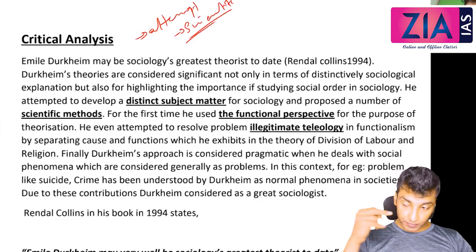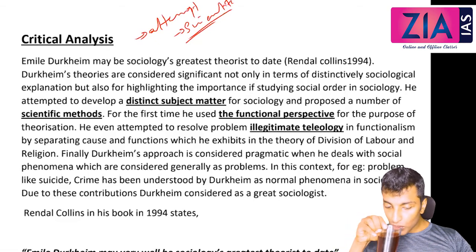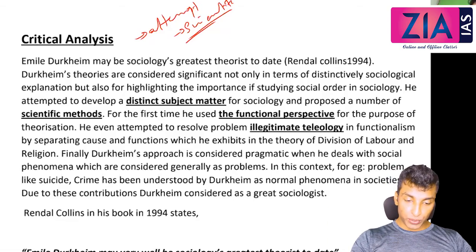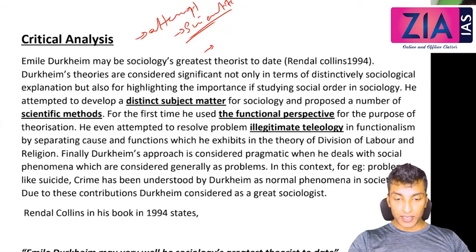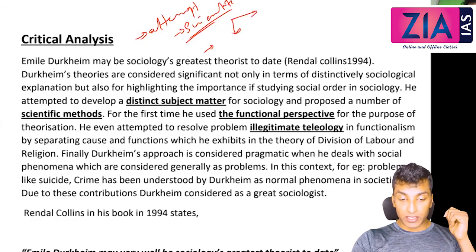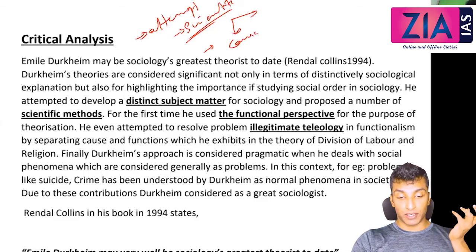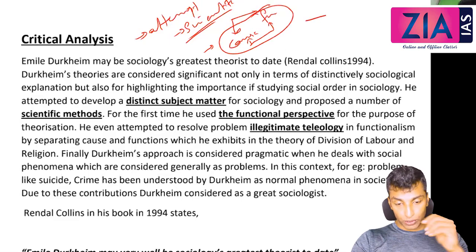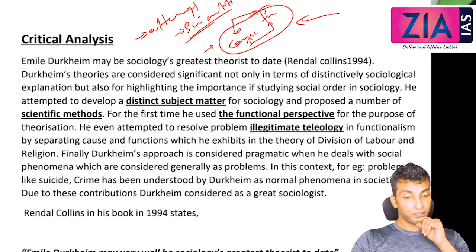Apart from that? Sir, causal functional approach. But in which context will you tell that? Why causal functional approach? Illegitimate teleology. Yes, that is basically to explain that functionalism as a perspective always faces the problem of illegitimate teleology, because sometimes cause itself is a function, right? So to avoid that, he went for a causal functional approach. It is not simply a functional approach, it is a causal functional approach, separation of cause and function.